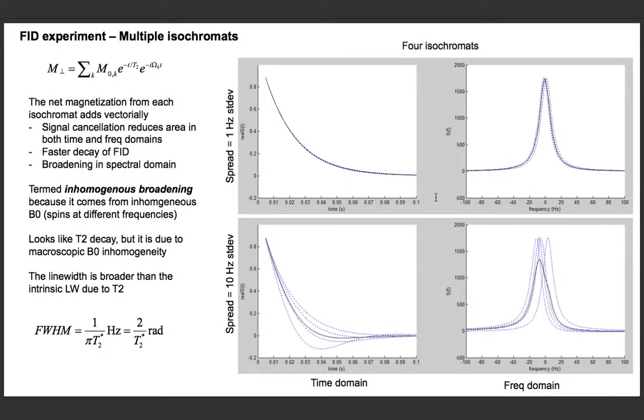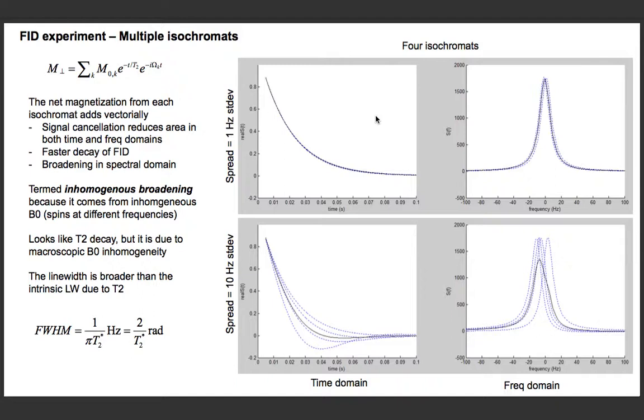So moving into the next topic, which is T2 star dephasing and spin echoes. We'll start with the FID experiment here again. In this example, I'm doing a simulation of 4 different isochromats. In the stuff I showed you before, we assumed a single isochromat, meaning one little packet of material that has the same frequency.